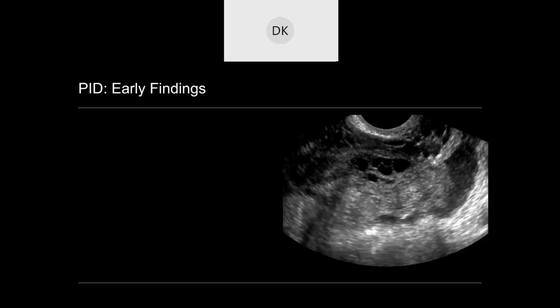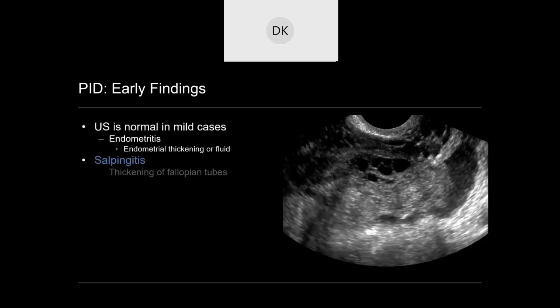So starting with the early findings, the ultrasound's often normal, and it can be very subtle. You might see with endometritis just a little endometrial thickening or fluid, but that can be nonspecific. With salpingitis, as the tubes become inflamed, they'll get a bit thickened, as in this case, but you can see this is rather subtle. Oophoritis we'll see when the ovary becomes a bit inflamed.